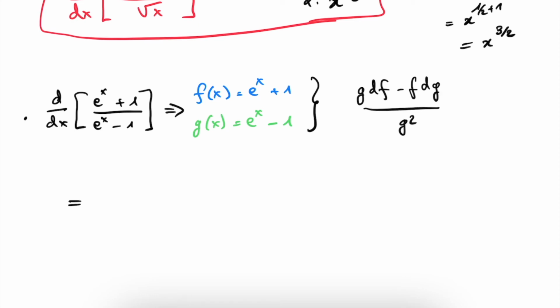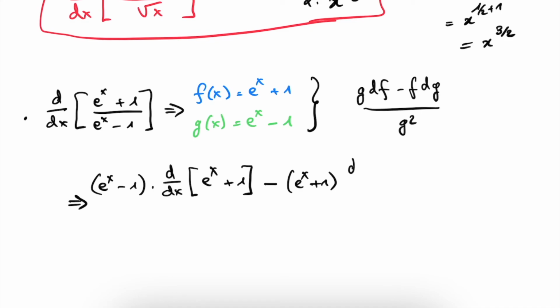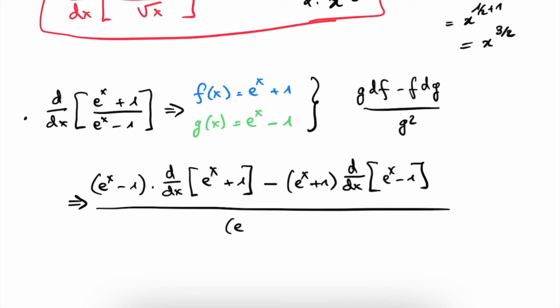And we can fill this in, of course. So we get g df. g is e to the power of x minus 1 times df, so d over dx of e to the power of x plus 1, minus e to the power of x plus 1 times g times d over dx of g, which is e to the power of x minus 1. And we divide this entire thing by e to the power of x minus 1 squared, because g squared and g is e to the power of x minus 1.